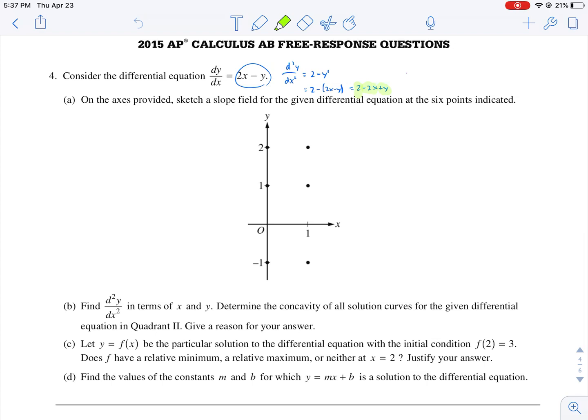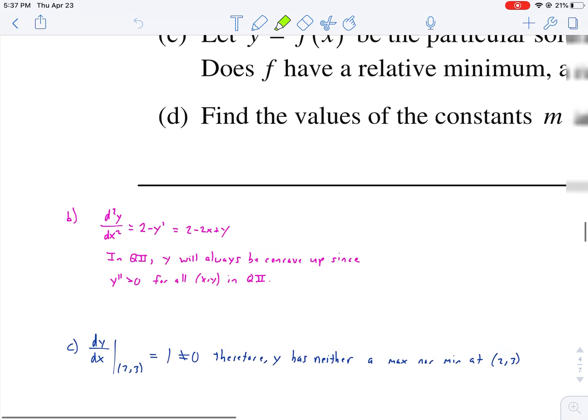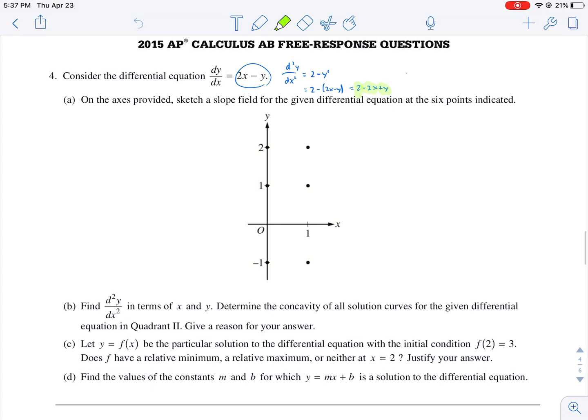Part C, let f be a particular solution to the differential equation without an initial condition. Is there a min, max, or neither at x equals 2? So we can look at a sign chart for this. But first, if there is a min, max, or neither, then it needs to be a critical point. So let's test to see if this is a critical point, and you plug in 2.